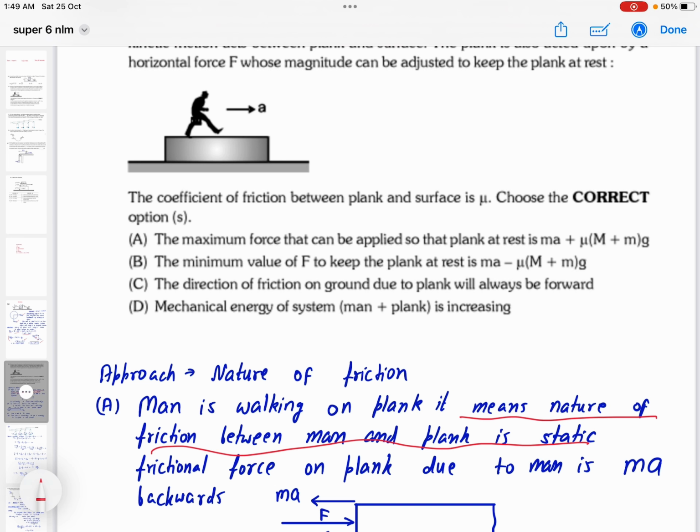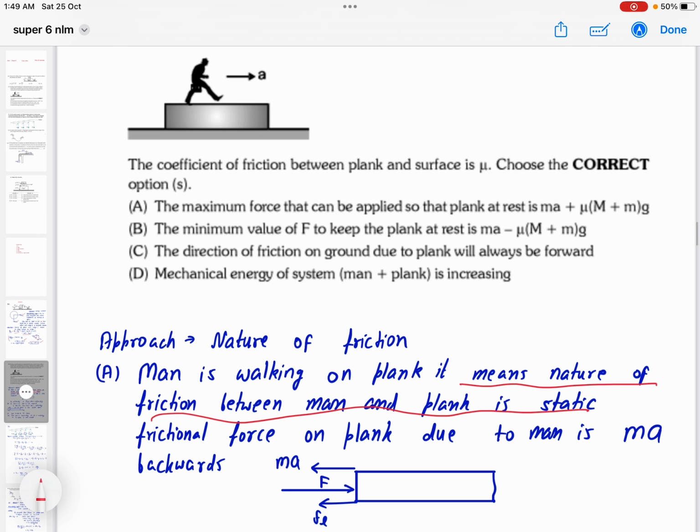So the frictional force on the man is ma forward, and due to the man, it is ma backward on the plank, right? Because the man is ascending in the forward direction, he must experience a force in the forward direction. And the equal and opposite pair on the plank, the force exerted by the man, should be ma in the backward direction, right?